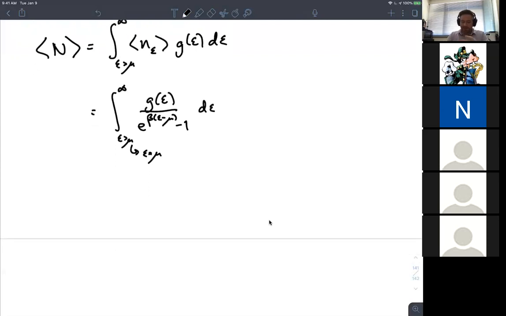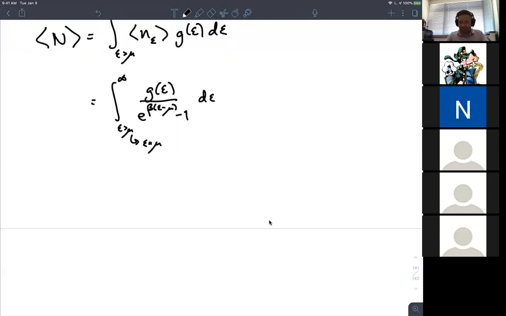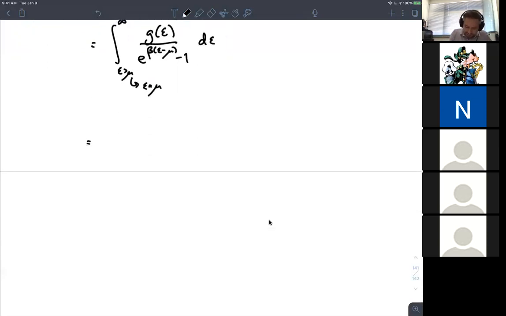Okay, and so now I'm just going to shift my limits. So I'm going to rewrite this thing the following way: g(e) over e to the beta epsilon minus 1 dE, and then I integrate from 0 to infinity. All I'm doing is shifting my lower limit from mu to 0, and by doing that, I'm eliminating the mu here. It's just changing variable. I just shift my variable over by mu. That just makes the math cleaner. All right, so let's calculate it.